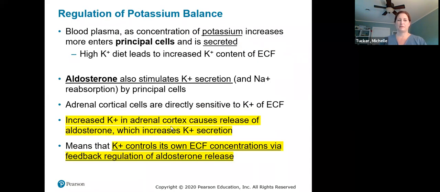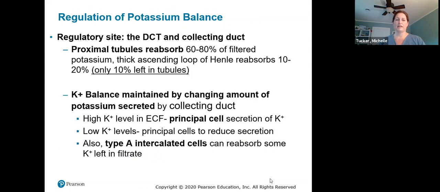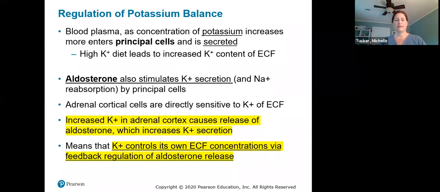For potassium, potassium is going to control its own extracellular concentration by two mechanisms. The two main mechanisms that regulate potassium secretion are when principal cells in the collecting duct sense a high level of potassium, then they will increase secretion of potassium into the filtrate. The other mechanism is aldosterone.